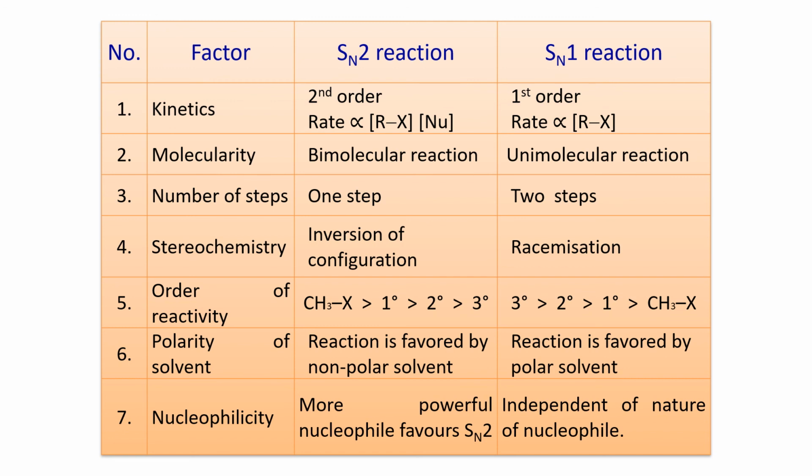The SN1 mechanism proceeds via formation of a carbocation intermediate. A good ionizing solvent, that is a polar solvent, stabilizes the ions by solvation. Thus, the SN1 reaction proceeds more rapidly in polar protic solvents than in aprotic solvents. A more powerful nucleophile attacks the substrate faster and favors the SN2 mechanism. The rate of the SN1 mechanism is independent of the nature of the nucleophile.